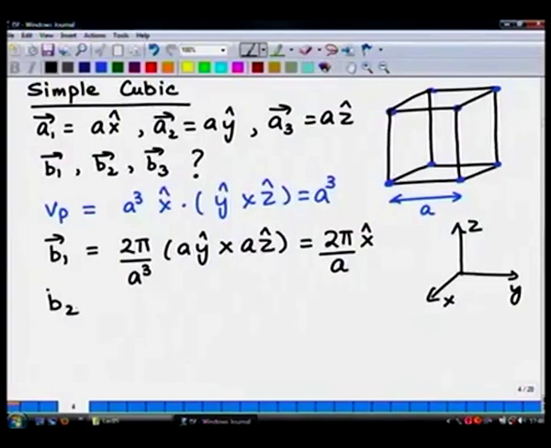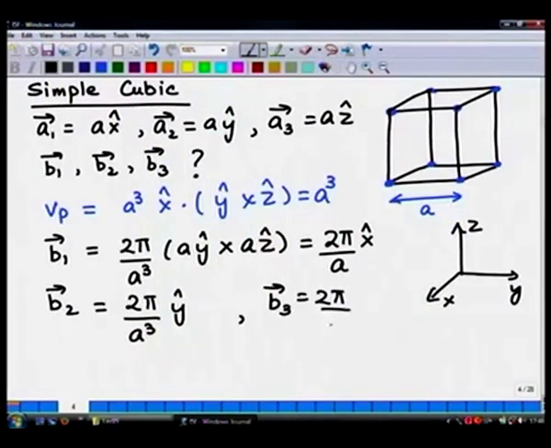Similarly, you can generate B2. B2 will be 2 pi by a cube y hat, and B3 will be equal to 2 pi by, so I am making a mistake here. Let me fix this. Since this is a squares, this is a cube, this should be only a, this should be only a. So that is right. Now 2 pi by a z hat, and clearly it has the dimension of inverse of length.